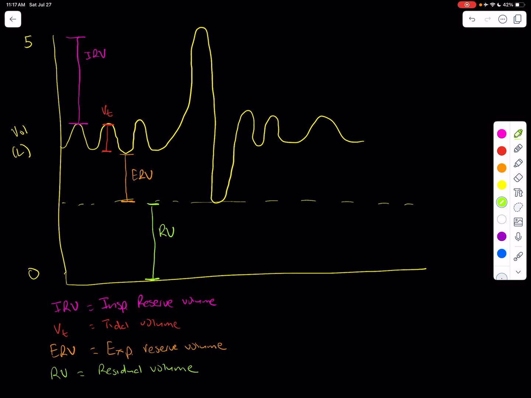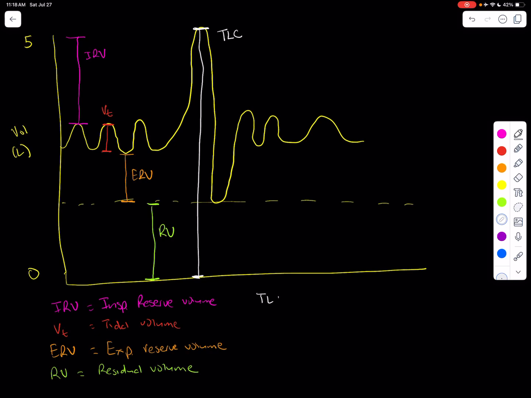Okay, and so now what we're going to do is talk about a few of these capacities here. We're just going to start with the easiest one, total lung capacity. It's exactly what it sounds like. We fill our lungs all the way up. How much air is in our lungs when we're completely filled up? That's total lung capacity.